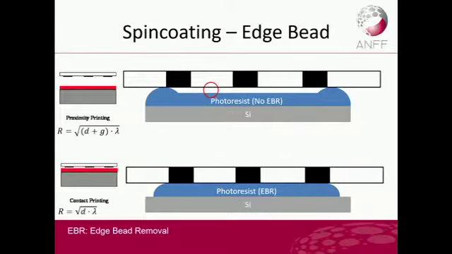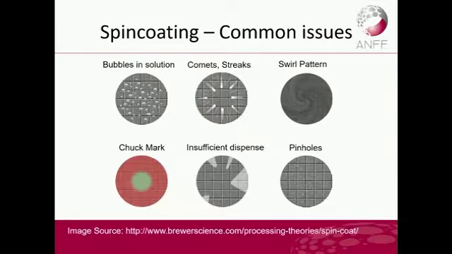don't have this issue. Remember that now that we talked about proximity printing before, if you have an air gap, your resolution is reduced. So if you don't do an edge bead removal, you're going to get a poor performance from your actual lithography. Whereas if you remove the edge beads, you're going to get a good contact throughout the mask. So you can get a really good resolution out of it.